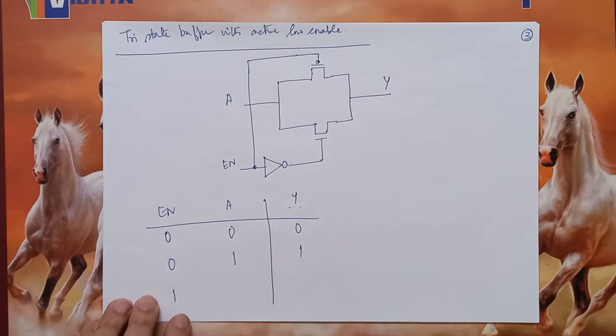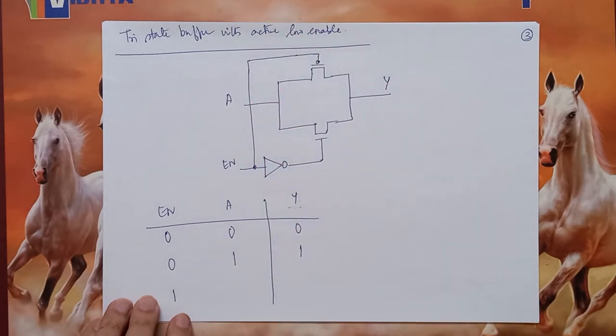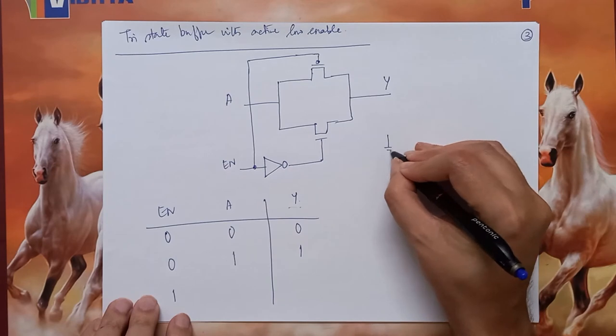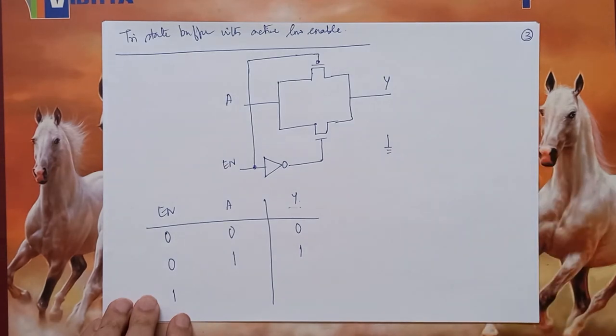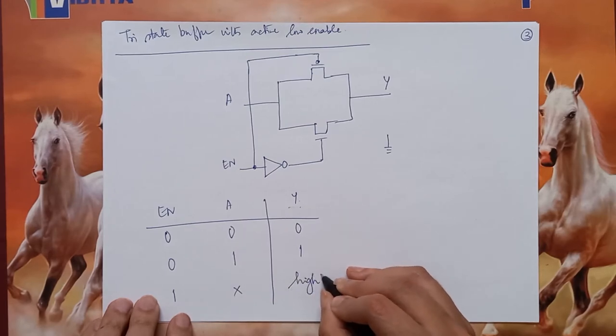However, if this enable now becomes 1, the PMOS will get a logic 1 at its gate and the NMOS will get a logic 0. So therefore, both of these will now become open circuits. So again, with respect to ground, Y will look like a high impedance. So therefore, irrespective of what A is, Y will be high Z.